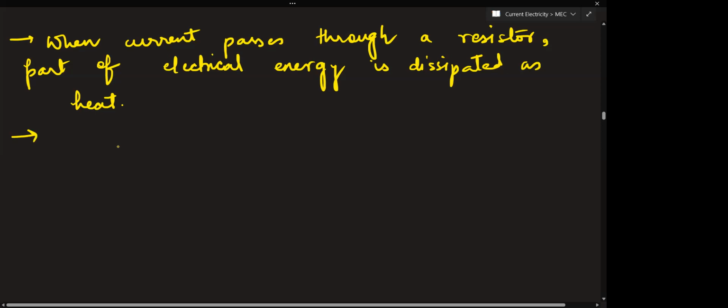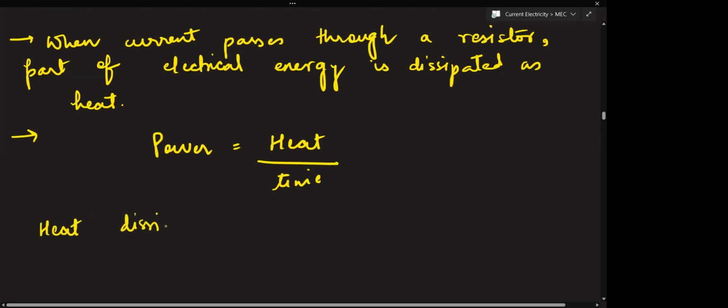Now see, if I say whatever is the heat that is dissipated for 1 second, for a single second, then that quantity which I get, we call it power. See, power is equal to heat that is dissipated for 1 second. So heat dissipated per unit time is power.